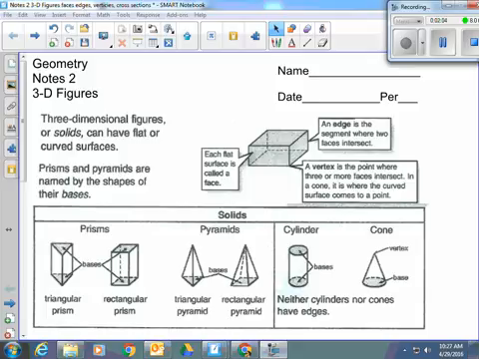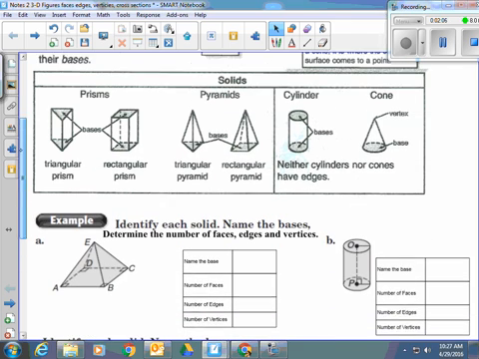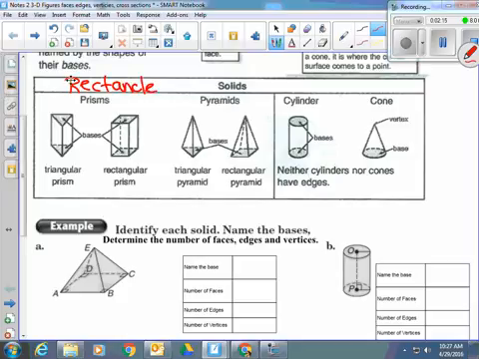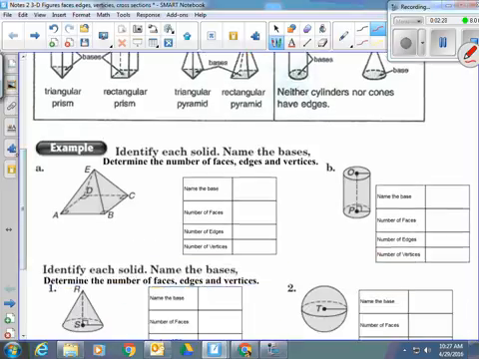So let's go quickly through this little section. Prisms are made mostly out of what? Rectangles. Pyramids are made mostly out of triangles. And then you have your cylinder and your cone. You're good there, right? Ice cream cone upside down? Good.